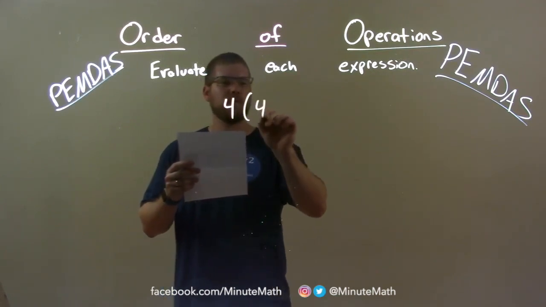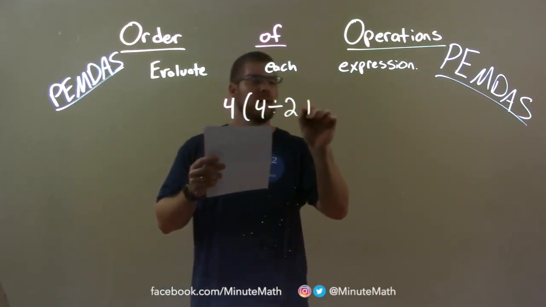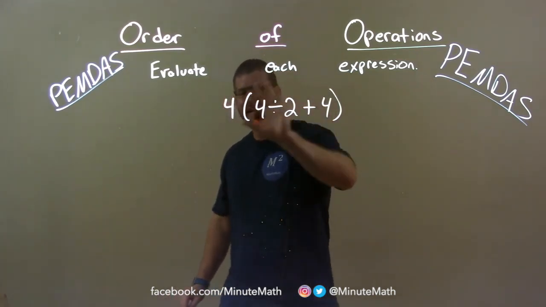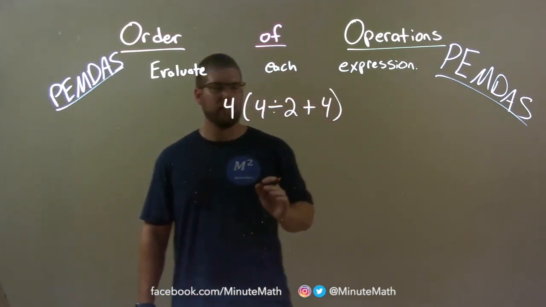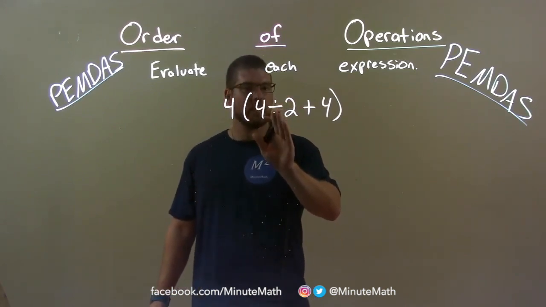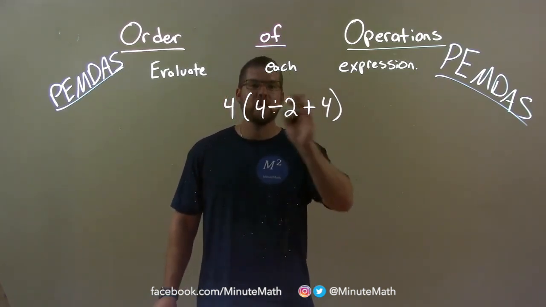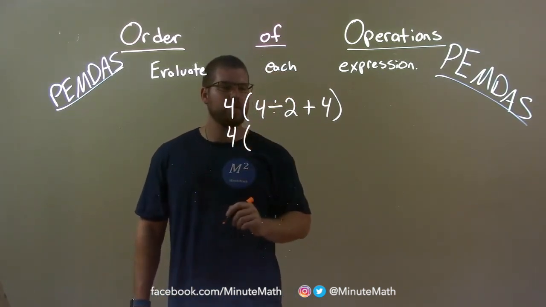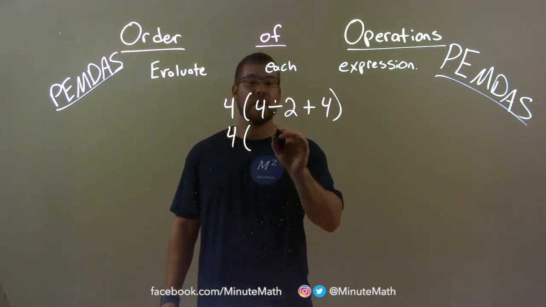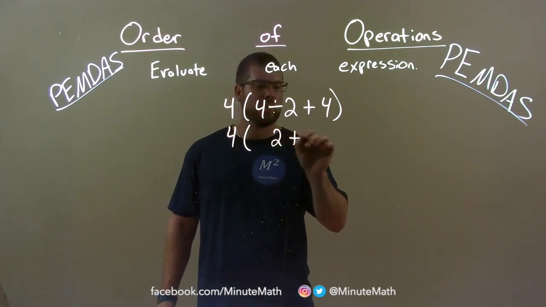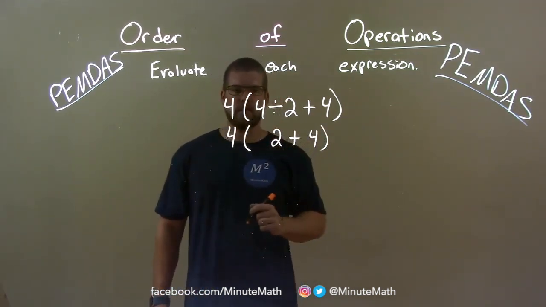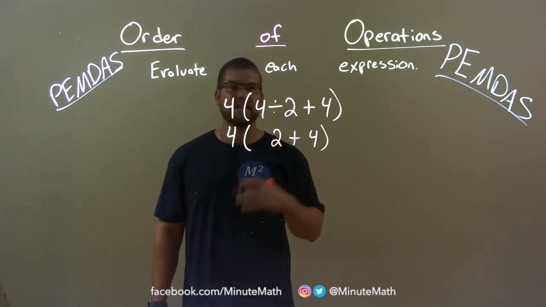4 times (4 divided by 2 plus 4). Okay? So first thing is in our parentheses. That's what we've got to do first. And inside of our parentheses, we see a division and addition. Division comes first between the two. So 4 comes down, bring the parentheses here. 4 divided by 2 is 2. So we have 2 plus 4. Okay? So now we have 2 plus 4, and 2 plus 4 is 6.